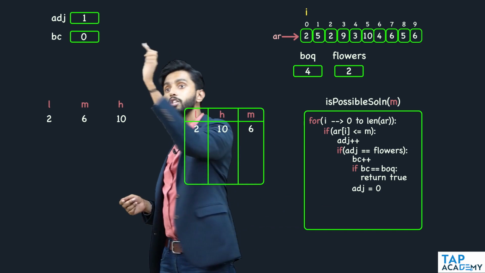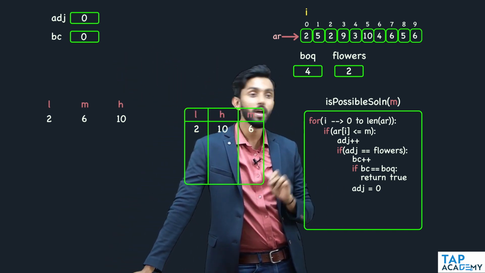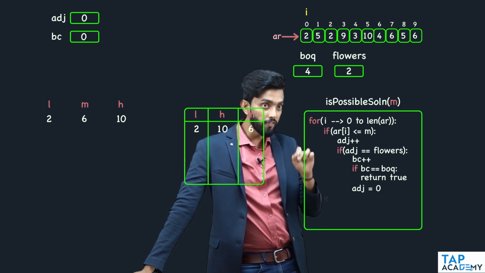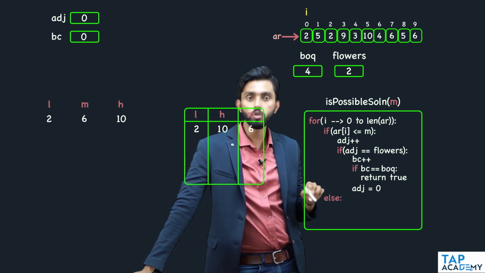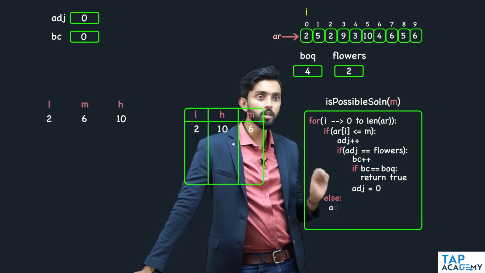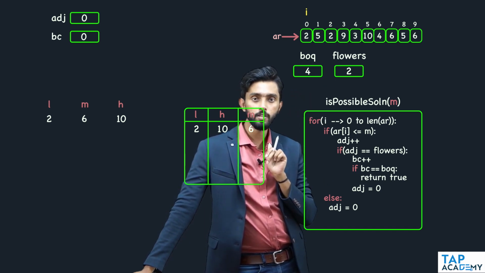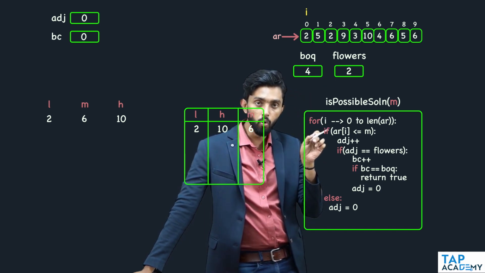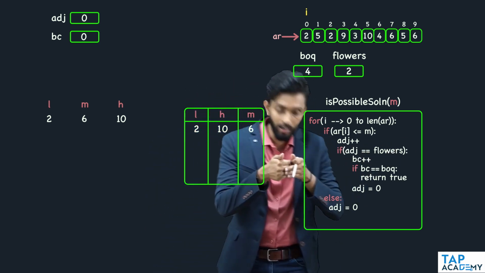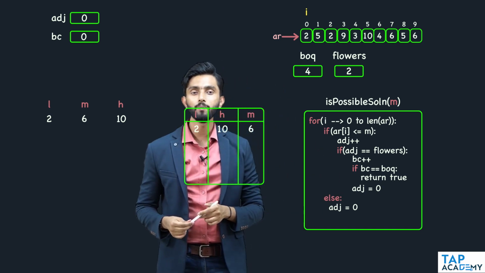So I will initialize adjacent back to 0. I hope you're able to think. That is how you have to do it. Now, that is if a flower has bloomed. If it has not bloomed, then don't you agree the count of adjacent becomes 0, because you are counting adjacent flowers. If a flower didn't bloom, then that streak broke, that contiguous nature broke. So adjacent again becomes 0.